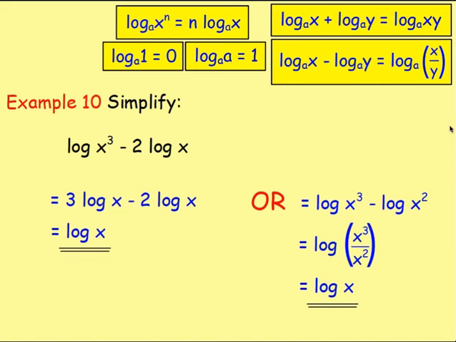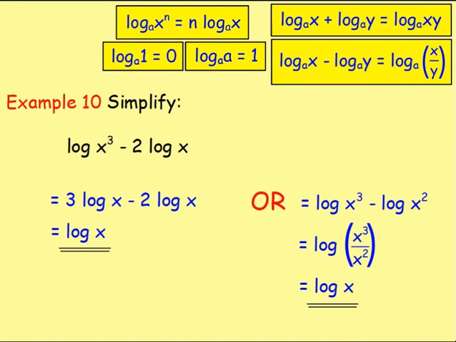So a lot of the time there will be more than one method of solving the problem. Here again, a couple of methods. With this one you can either think, right, well, for that I can bring this index down, so it's 3 log x minus 2 log x, 3 of them minus 2 of them is just going to give me 1 of them. Or you could also move this 2 up. So log x cubed minus log x squared, well then apply this rule here. When you're wanting to subtract, you're just wanting to divide. So it's x cubed over x squared, which is x.